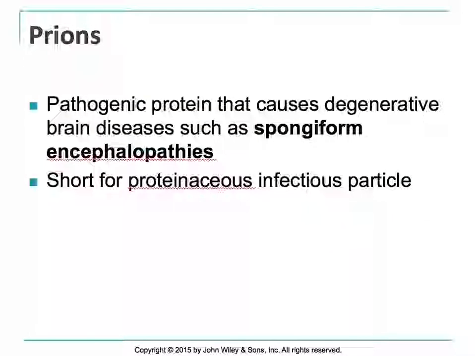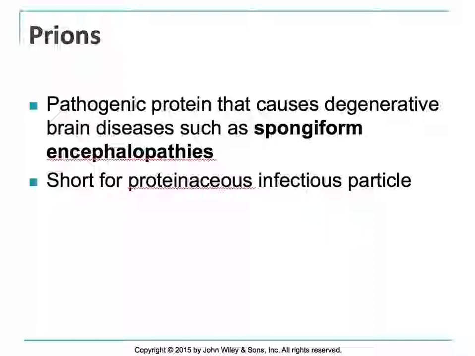Prions. Now, prions are something that you've probably heard of, but you don't know that you've heard of it. So prions are a pathogenic protein that causes degenerative brain diseases such as spongiform encephalopathies. Prion is short for proteinaceous infectious particle. So you're probably listening to this and you're like, I've never heard of any of those words, like ever.